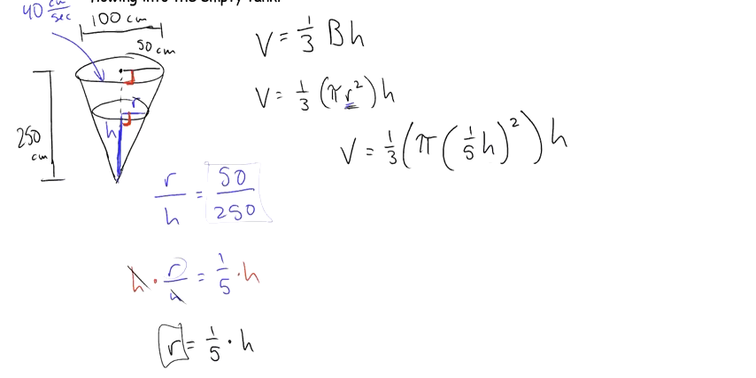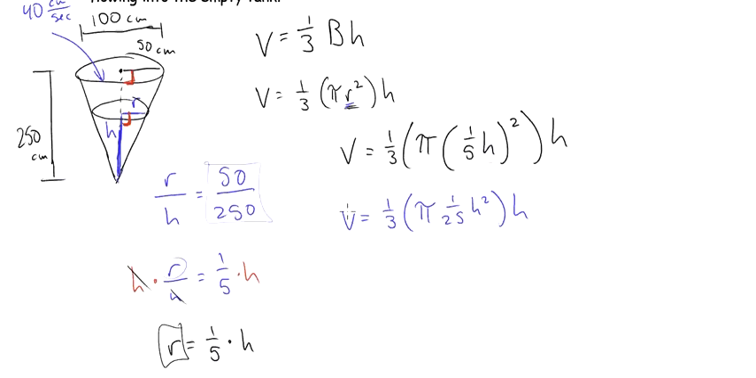We've got volume equals 1/3 times pi. Now (1/5 h) squared is going to be, actually we'll just put it right here, 1/25 h squared. Never mind, we'll keep it to the side. Times h. All right, continuing on.